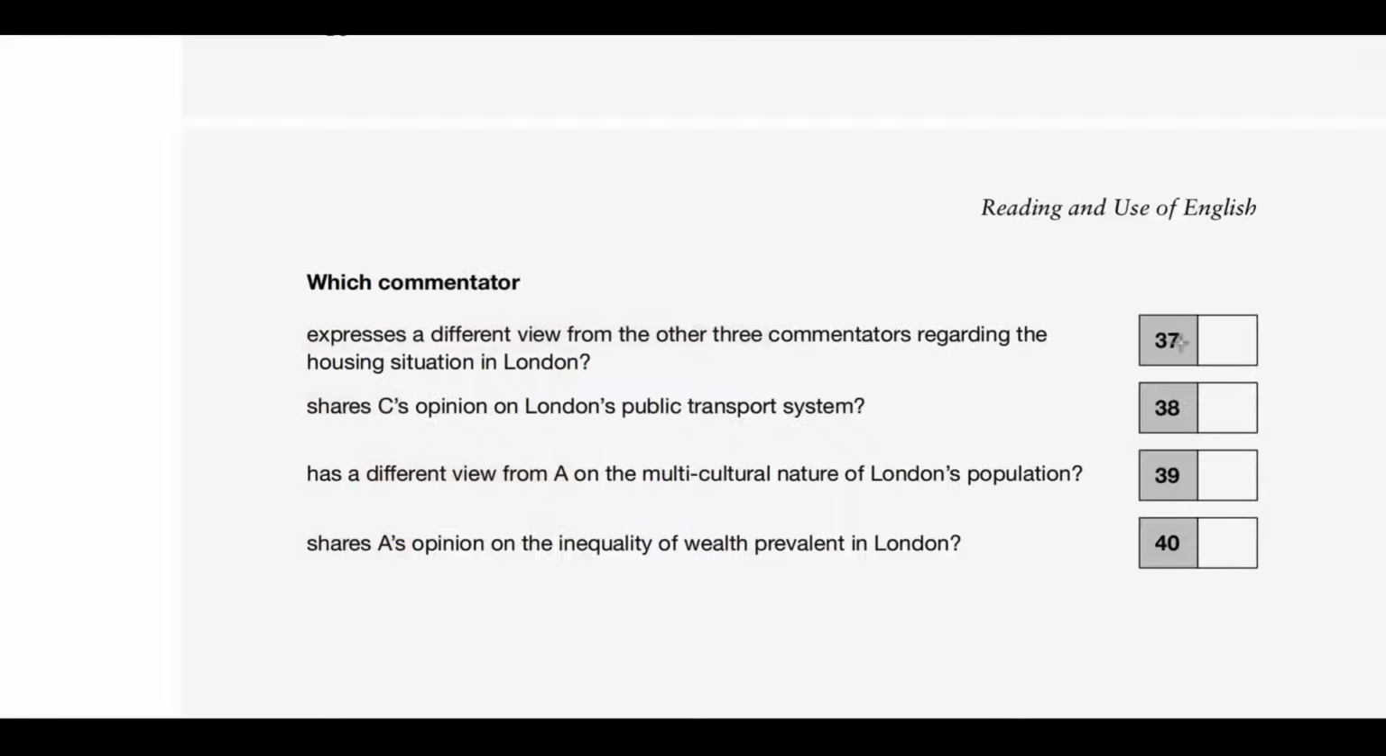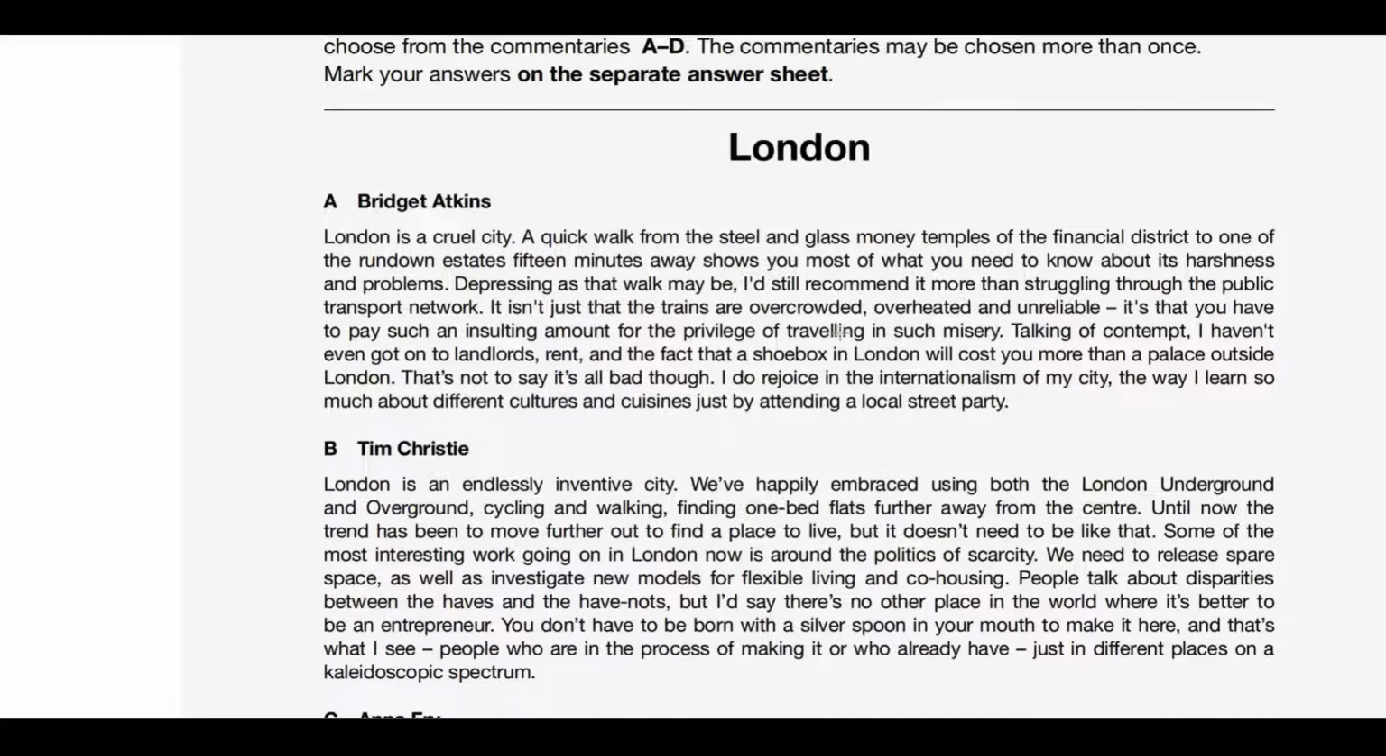So for example, here in 37, we need to know what each person says, and each person will say something about housing in London. Whether it's good or bad, I would imagine. So let's look at that quickly and see how that plays out. Let's see first of all at A and see what A says about housing.